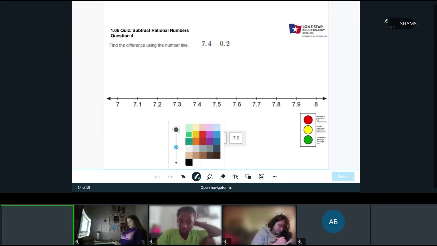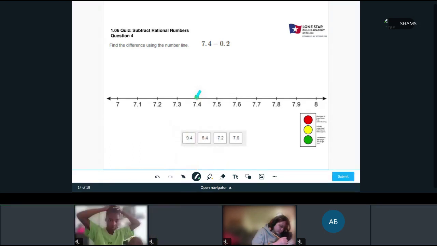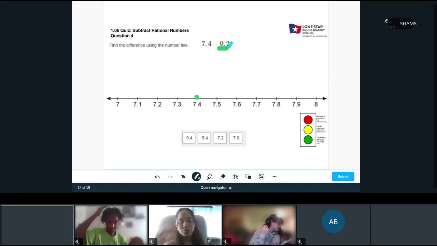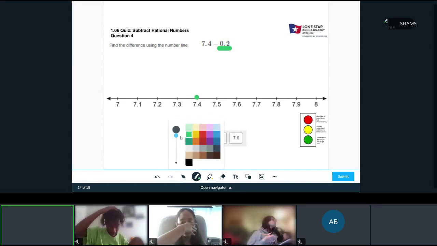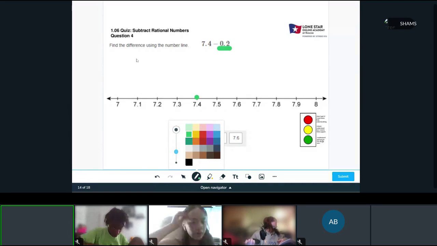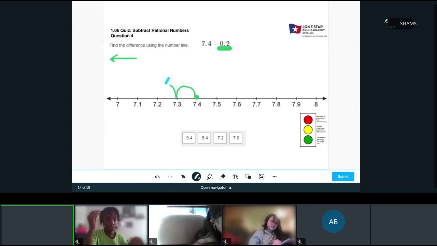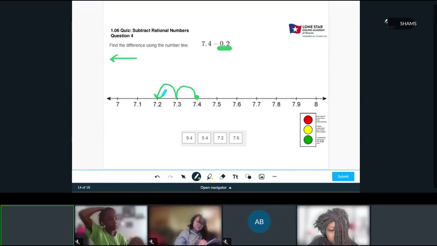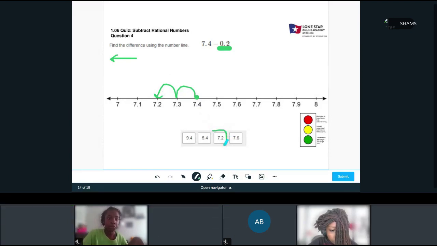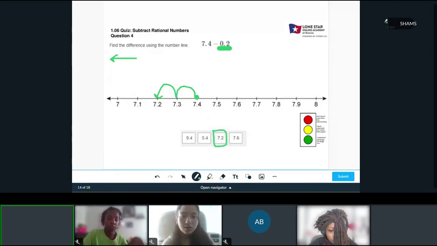Subtraction question, we start with 7.4 and 7.4 is over here. You want to subtract 0.2. When you want to subtract 0.2, you are going to make 2 hops. Remember, subtraction means moving in the left direction. And you got to make 2 hops. 1 and 2. And this is your answer. Does anybody have any confusion, any questions? Very good, Rajane. Okay, let's go ahead and move on to question 5.